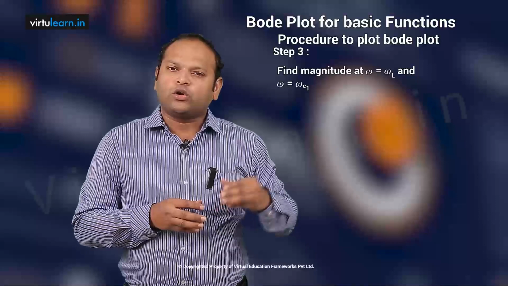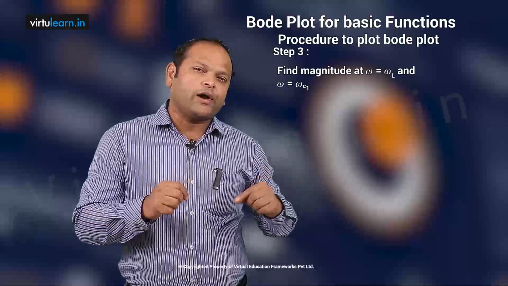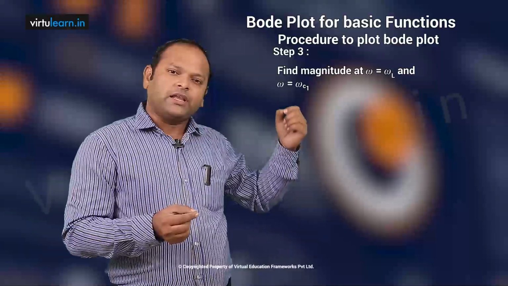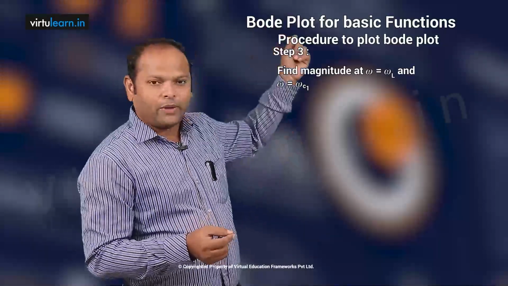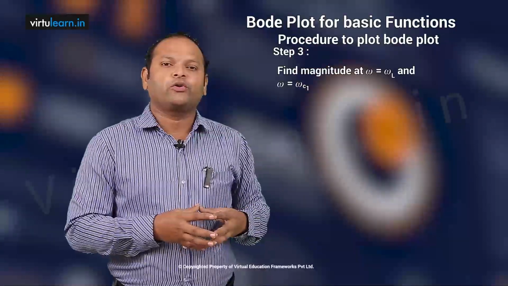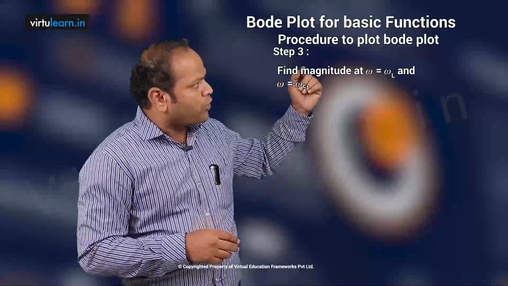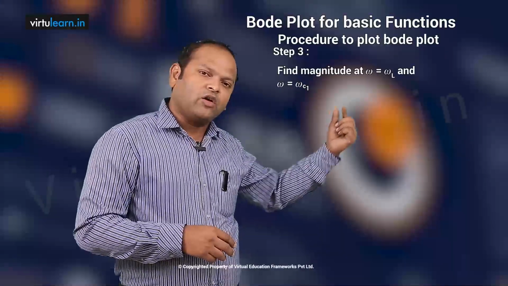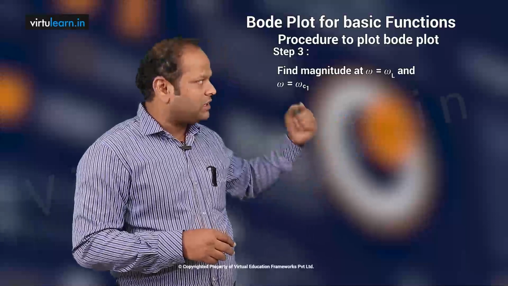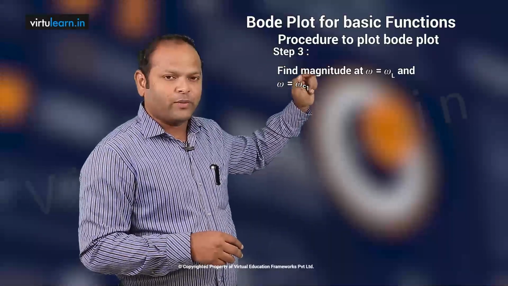Remember, with these two frequencies and corresponding MdB values, I can draw the initial slope of my magnitude plot. To draw the initial slope, we need 2 points, and those 2 points' coordinates will be omega L and the corresponding MdB value, and omega C1 and the corresponding MdB value. I am going to calculate those two. Because omega L and omega C1 are available, what are the y-axis terms? MdB for omega L, MdB for omega C1.